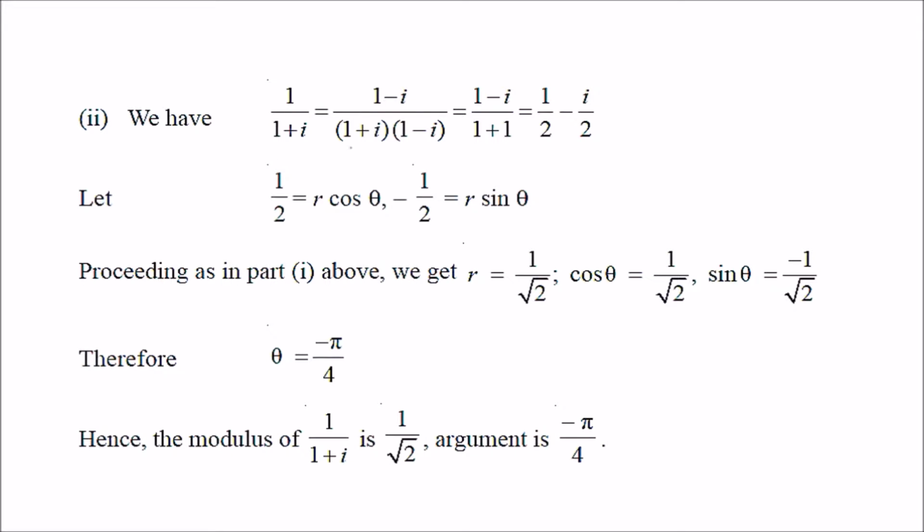What about 1 by 1 plus i? Again multiply the numerator and denominator by 1 minus i. You will get this, half minus i by 2. So half is your r cos theta. This minus half is going to be r sin theta.